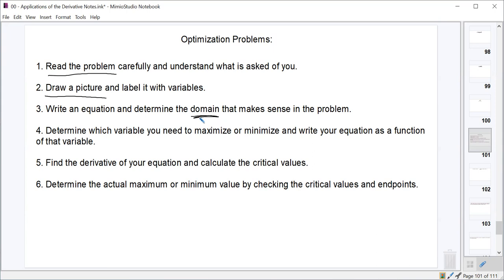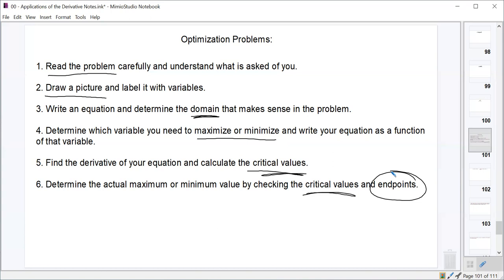Once we have that equation, think about the domain for it that makes sense in the context of the problem. We'll see a couple of examples of what that means in a little bit. Once you've determined which variable is to be maximized or minimized, make sure you write your equation as a function of that variable. Then we're going to take the derivative of our equation and calculate its critical values, because that's where we could have a max or a min. Then we'll figure out which of those possible locations actually yields the maximum or minimum by checking the critical values. And if it's a closed interval, remember that we'll also always need to check the endpoints.